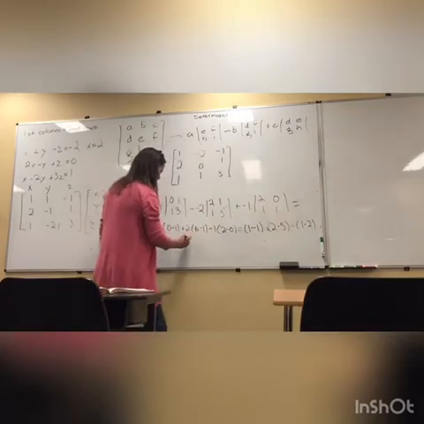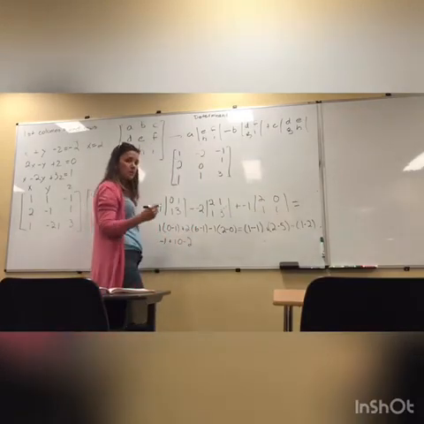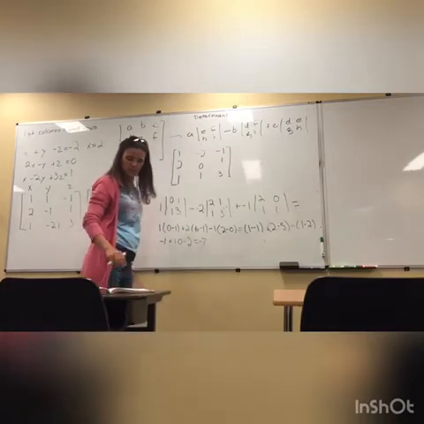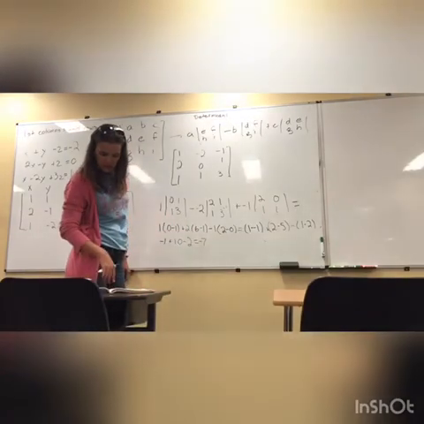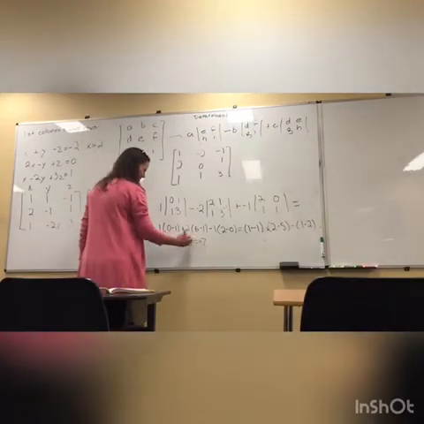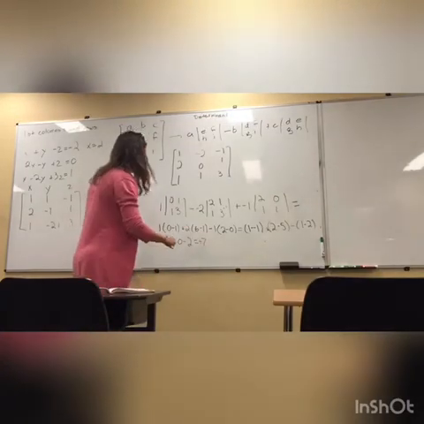2 times 1 is 2. So it's -1 plus 10 minus 2. -1 plus 10 is -9, minus 2, -7. See if that's what I got. That is what I got. Except, sorry, it's positive 7. -1 plus 10 is positive 9, minus 2 is positive 7.